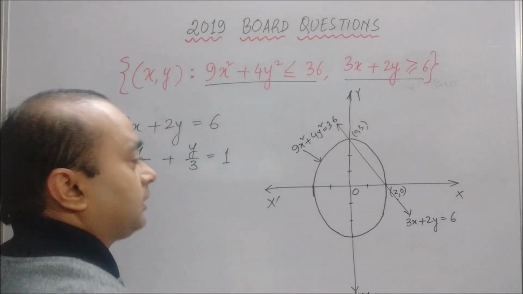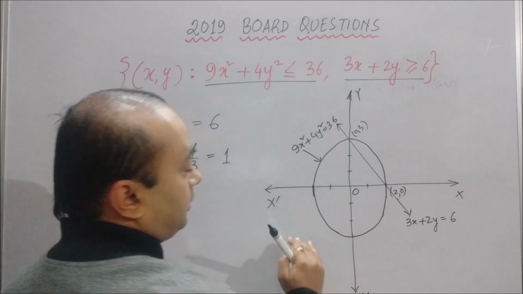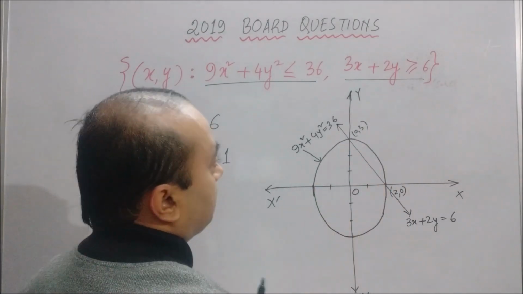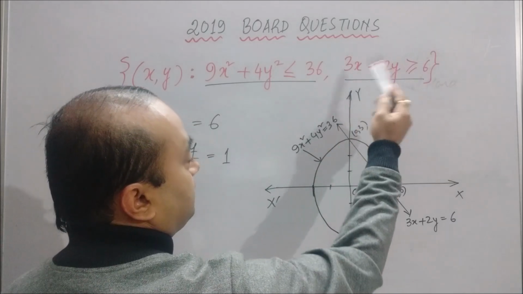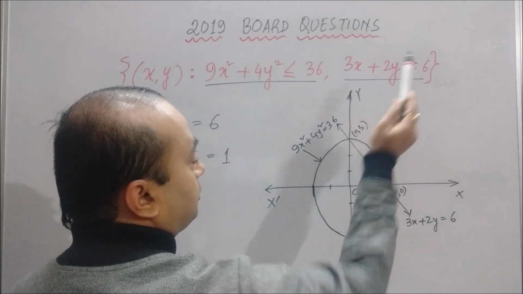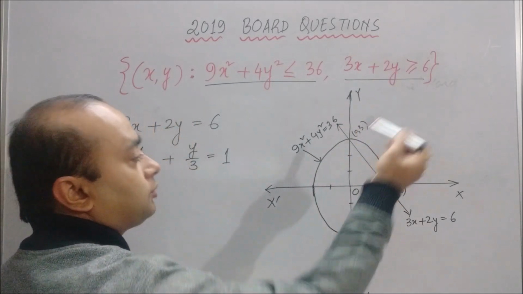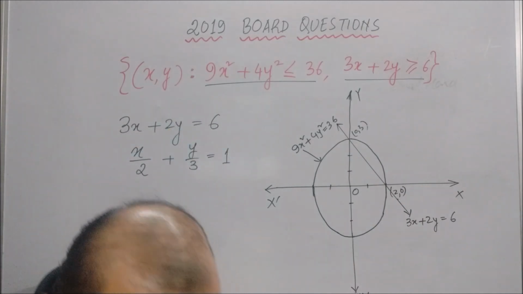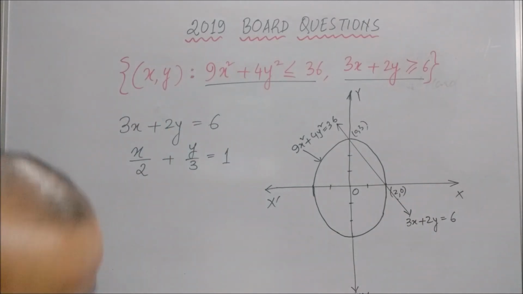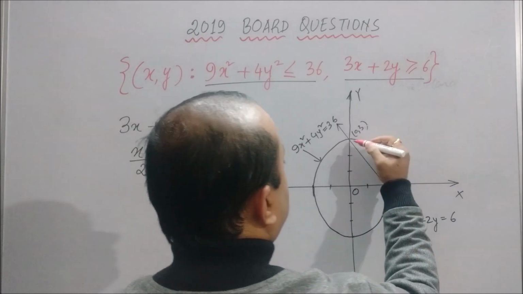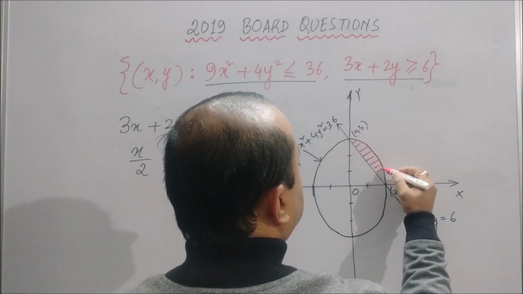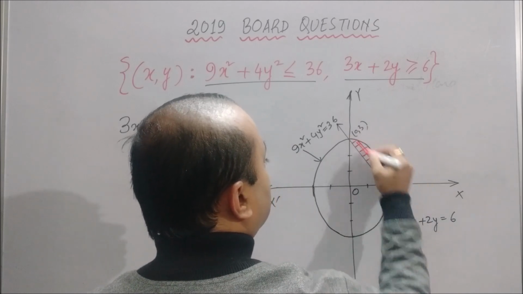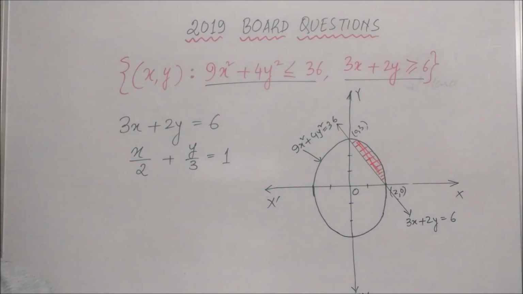Now we have to decide whether this region will be below the line or above the line. Let us take the point (0, 0). Will it satisfy this equation? 0 plus 0 more than 6? No, it will not satisfy. So it is above the line. So that means the area of the region that we are interested in is this region. So we are supposed to find the area of this shaded region.